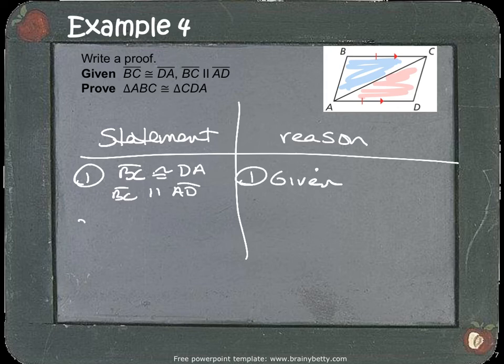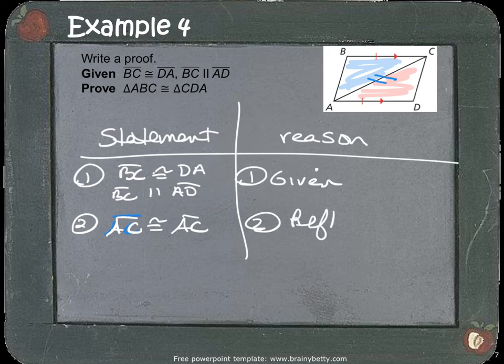Now, the next two steps you could flip-flop. I'm going to go ahead and do the reflexive first. I'm going to say that this side, AC, is congruent to itself. So AC is congruent to AC, and that's the reflexive property. That's property of congruence, POC, or property of, and you can put the congruent symbol. If you just put reflexive, that's fine. I don't need to see property of congruence.